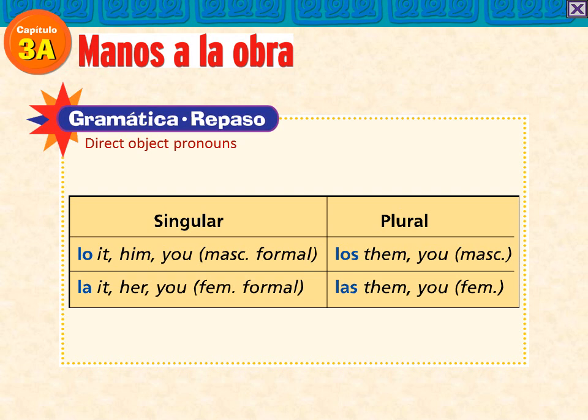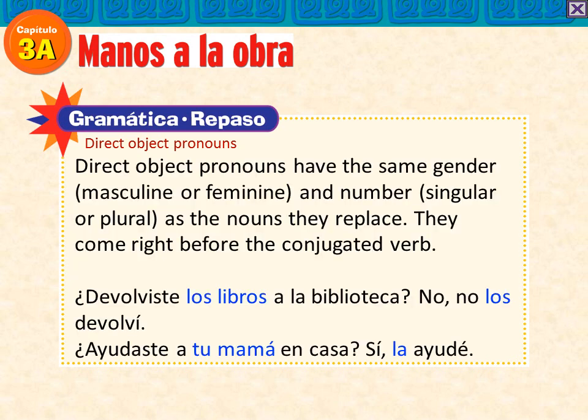Then we have los, which is plural and masculine. It means them, also those, or you masculine. Las, which is them or you feminine. And those are going to replace direct objects, and we'll show you how that works in a moment.